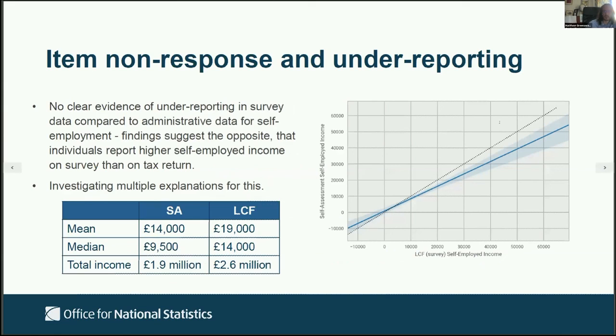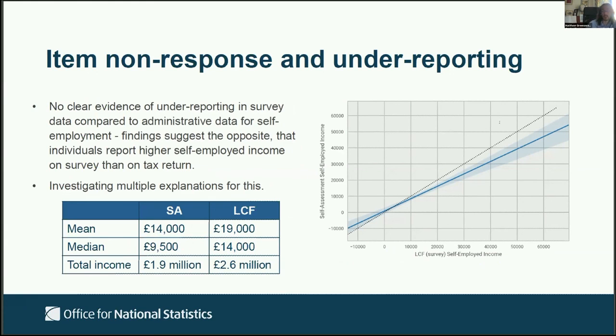But what we have been able to do is focus in more on self-employment income, which we do have a complete picture of from the self-assessment data, at least in tax terms. And the idea here is that if you can compare survey and admin data for linked individuals component by component, then you can start to build up a picture there.